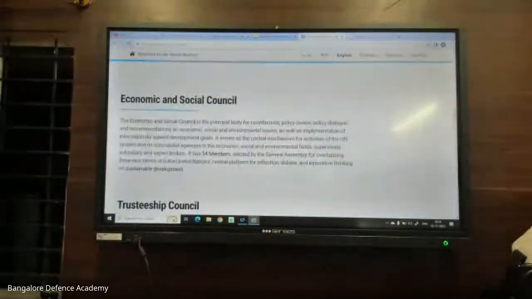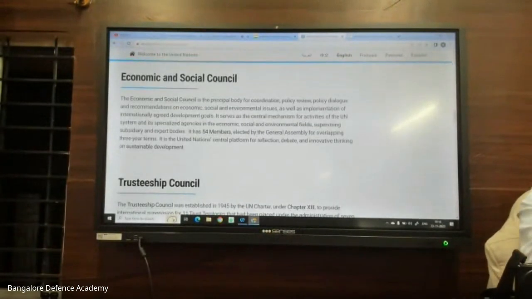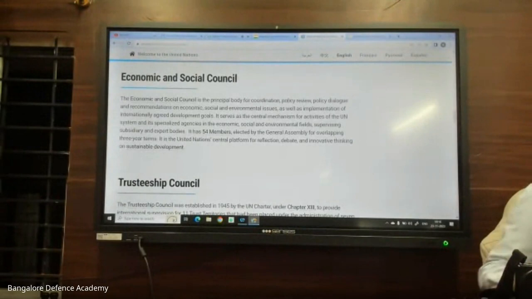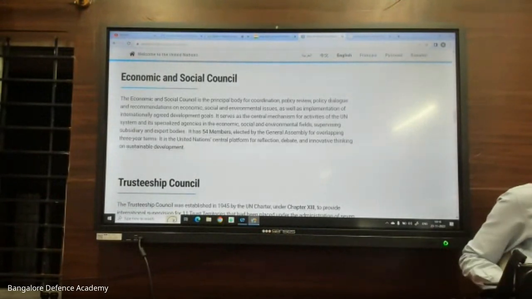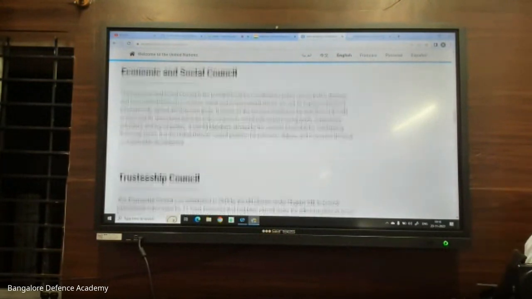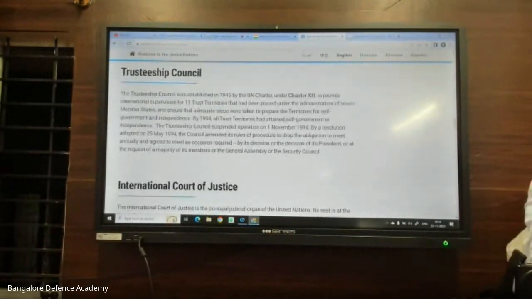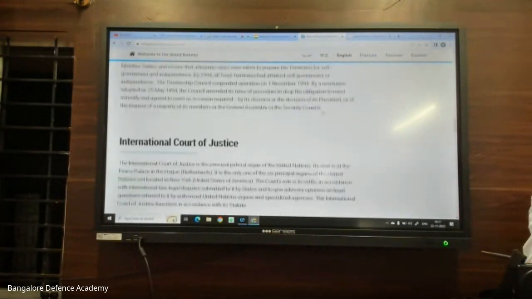Okay, next slide on the Economic and Social Council. There are 54 members. Next, Trusteeship Council. This is a kind of a trust which helps in governing the General Assembly. Likha sabhi ne?